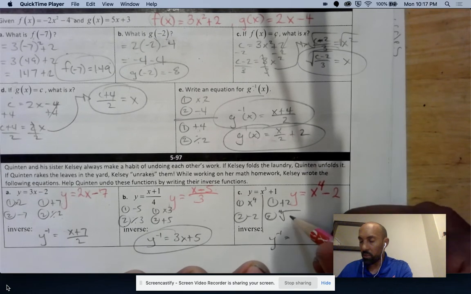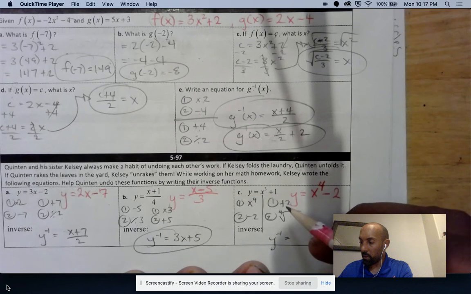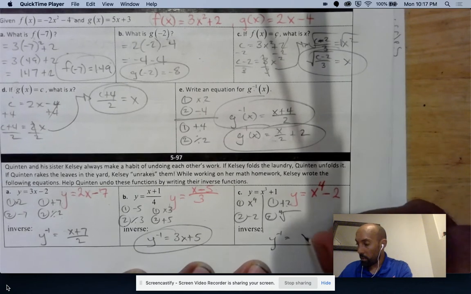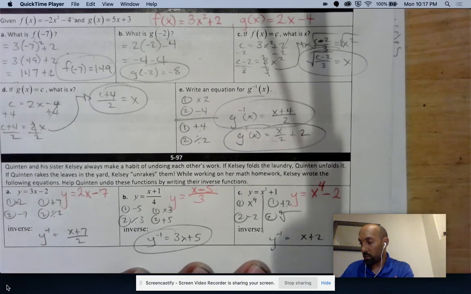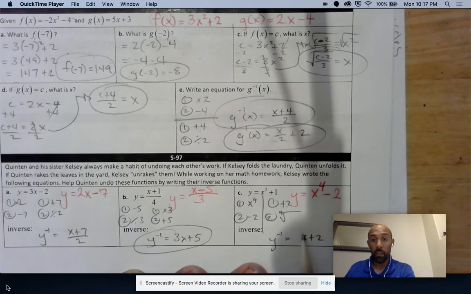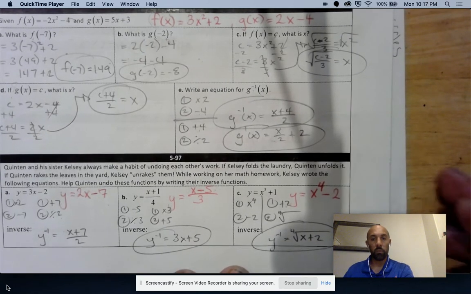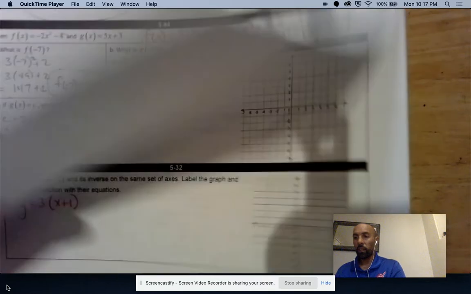So this is how our inverse is going to look. Again, we're going to start with the plus 2. We're going to take our number x and add 2 first, and then take whatever we end up with there and find the 4th root of that. So there's your inverse function. Okay, next page.